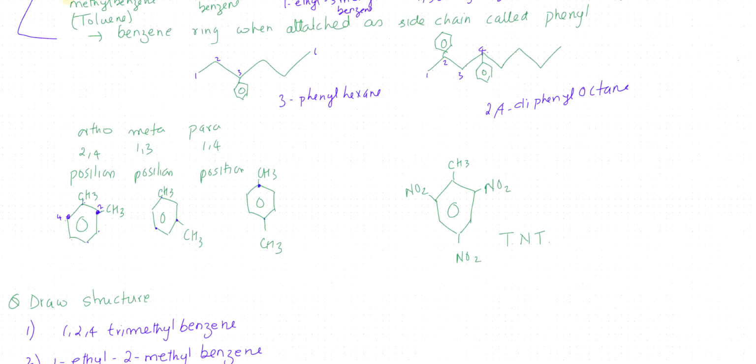The IUPAC name is 1,2-dimethylbenzene. Or you can also say ortho-dimethylbenzene, because there are two adjacent groups, 1 and 2. So it is also known as ortho-dimethylbenzene, or o-dimethylbenzene.